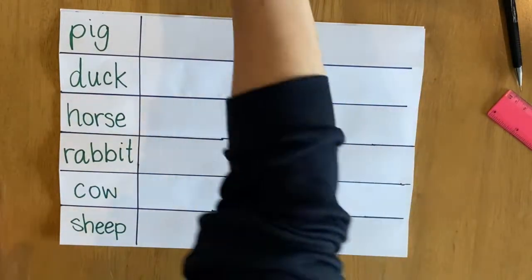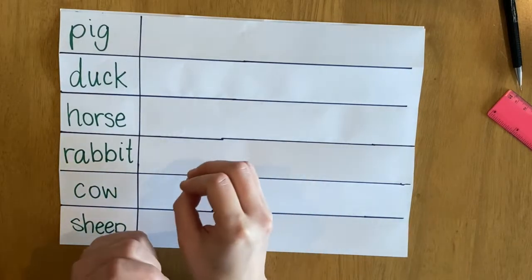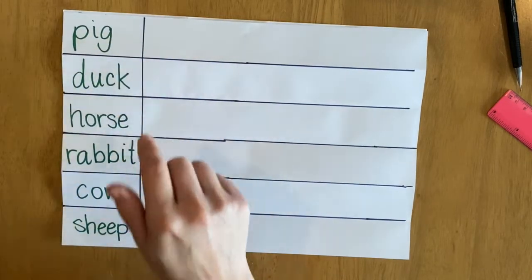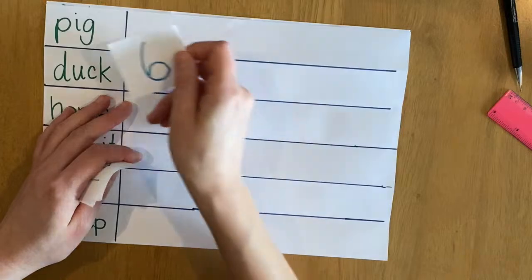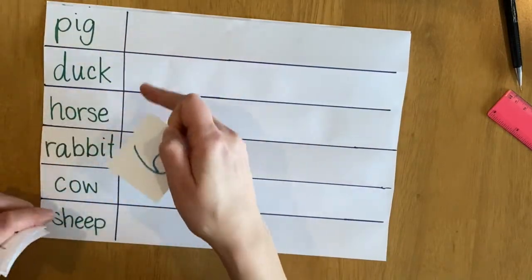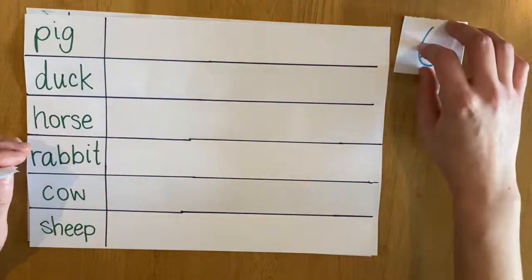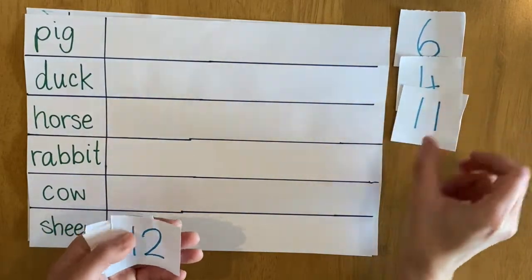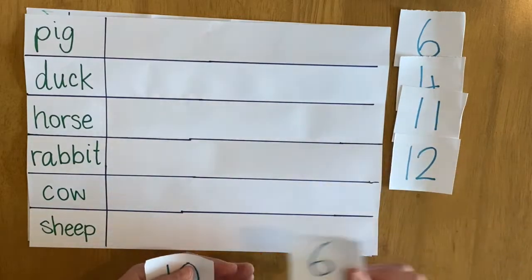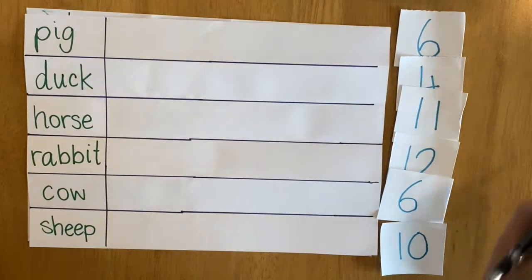The next thing is going to be to draw pictures inside. Now with pictograms, they just need to be simple pictures. You're not going to draw an elaborate picture of a pig and a duck and a horse, because that will take too long. So I will show you how to do a couple, and then your task is going to be to finish your pictogram. So I've grabbed the numbers from the carpet. There were 6 pigs, 4 ducks, 11 horses, 12 rabbits, 6 cows, and 10 sheep. I'm going to show you how to do the pig section.